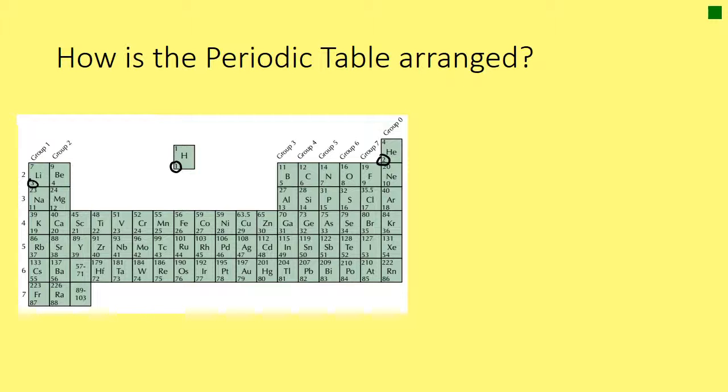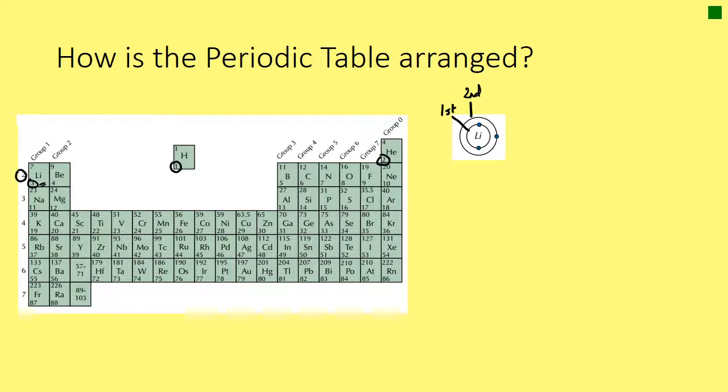So that's the first thing. And the second thing that we're going to remind ourselves of in this lesson is that periods are the horizontal rows, and we're going to have a look at period 2. Here we've got lithium. In period 2, there are 2 shells. So here it's the first shell, and here is the second shell, and all the elements in period 2 have 2 shells of electrons.